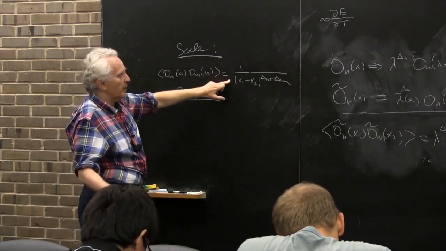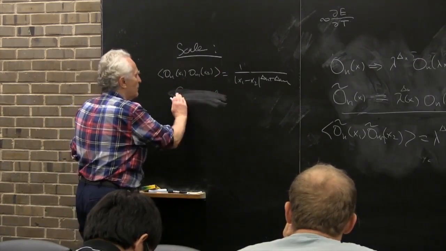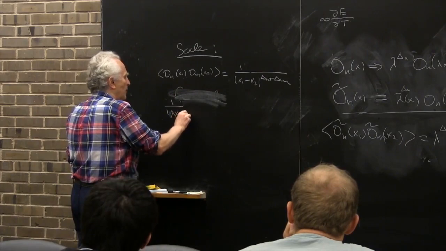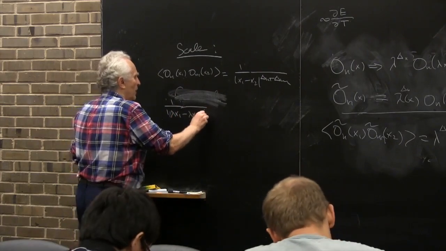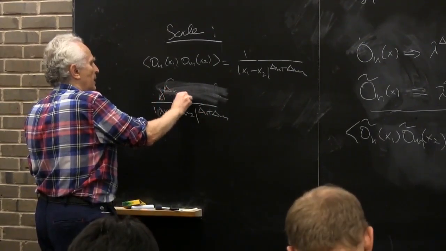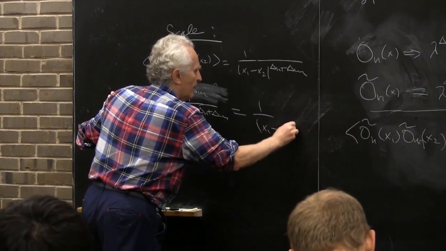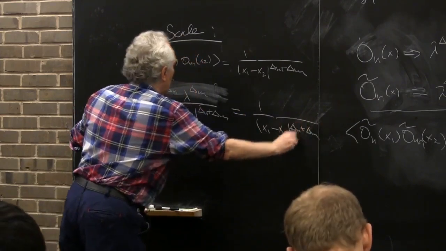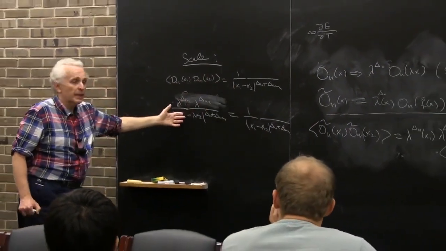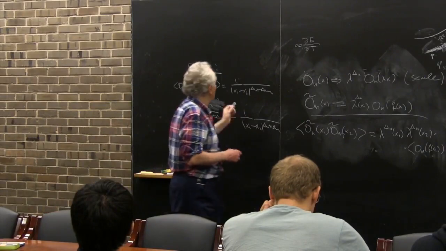I guess this part is clear, but maybe I shall make it even more explicit. This is because 1 over lambda x1 minus lambda x2 to the power delta n plus delta m, times lambda delta n lambda delta m. It's obvious that this is the solution of the scale invariance condition. Correlation functions are the same after transformation. Now we go to the conformal case.